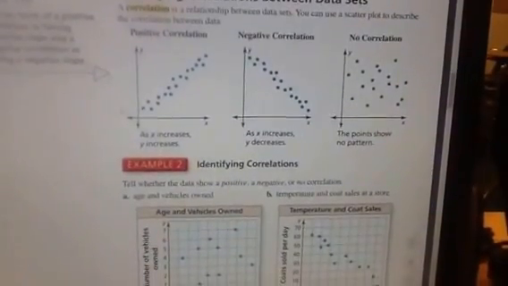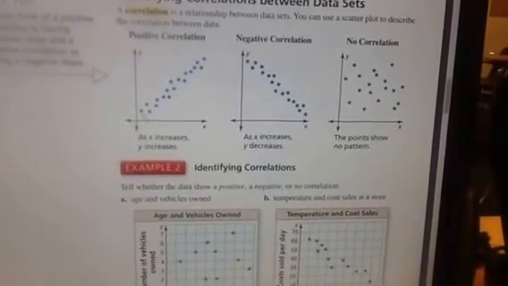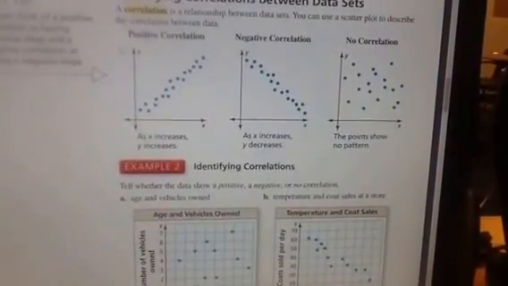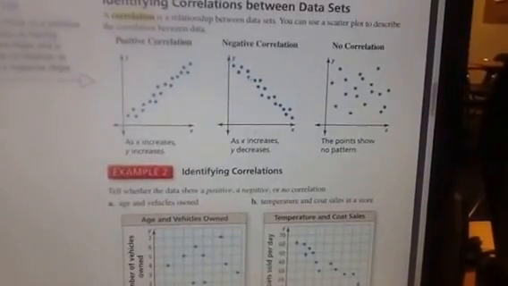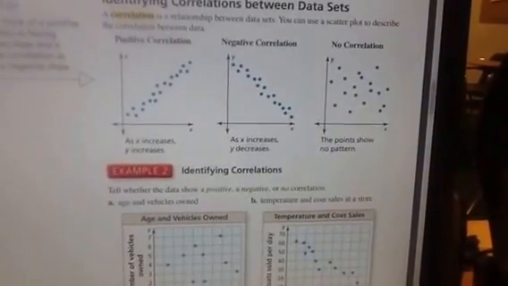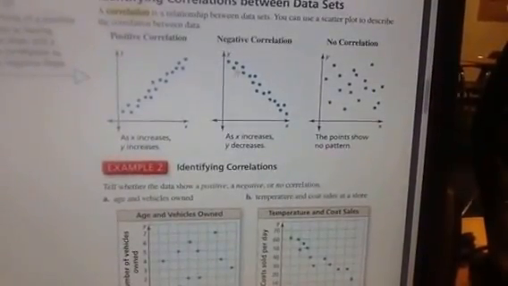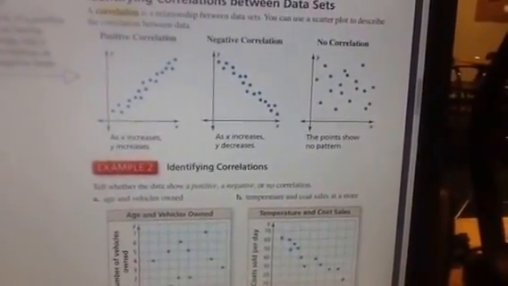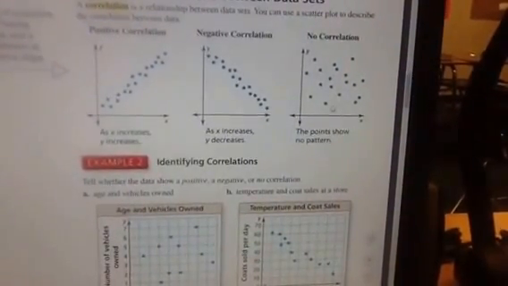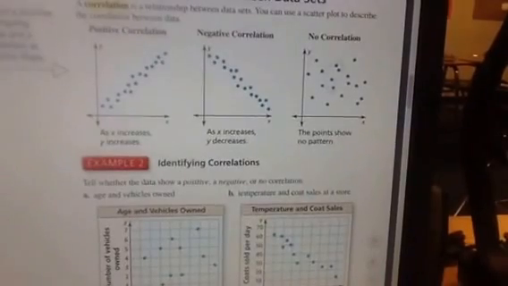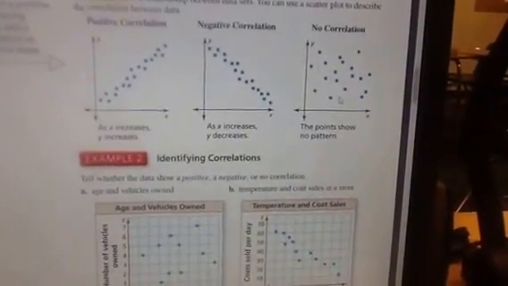So let's look at this first one here. As x increases, y increases, as it goes up from left to right. That's called a positive correlation. If it goes down from left to right, or as x increases, the y decreases, it's called a negative correlation. Then every now and again you get this random scatteredness of points, and that's called no correlation. There's really no discernible pattern here, it's just all over the place, and the points show no pattern.